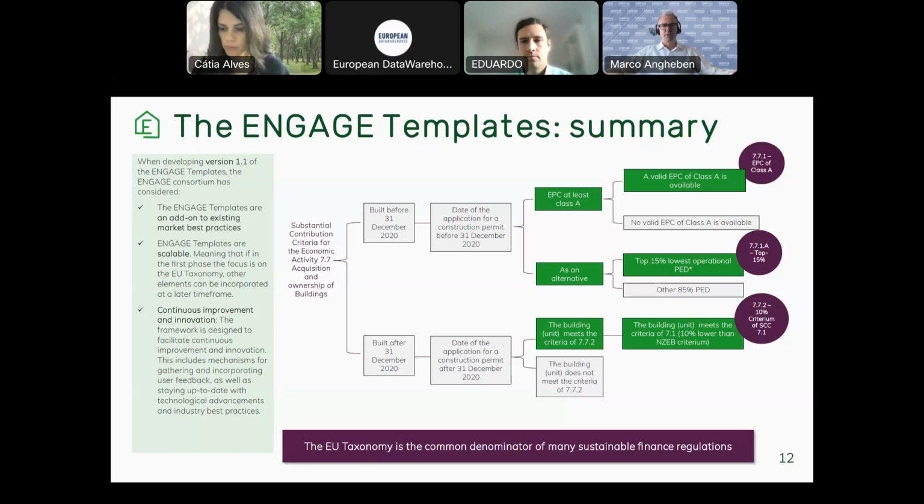So with this, you can then assess whether a mortgage is taxonomy aligned, for example, because they have, as per Article 7.7.1, the EPC of a Class A, or because it's the top 15%, or because it reflects the 10% criteria in terms of the substantial contribution. Next.